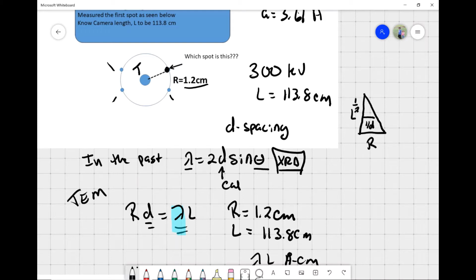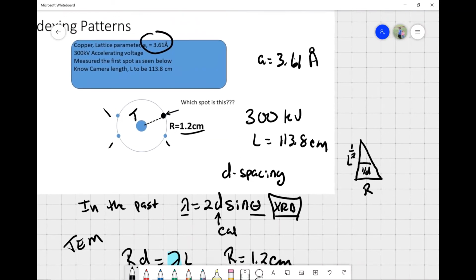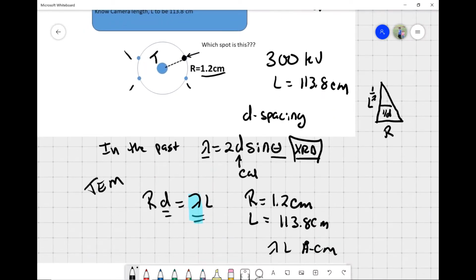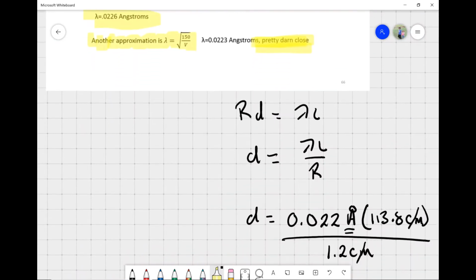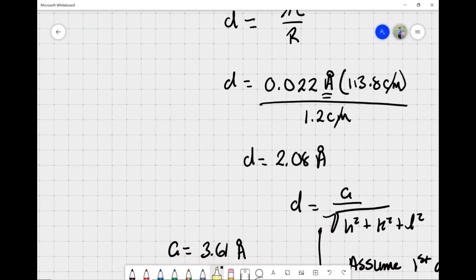Okay, and so we can get L D equals R D, R D equals lambda L, for our camera constant equation. And we can use that as a starting point to start indexing diffraction patterns using this procedure we've just taken a look at. And if you have any questions, always feel free to ask.